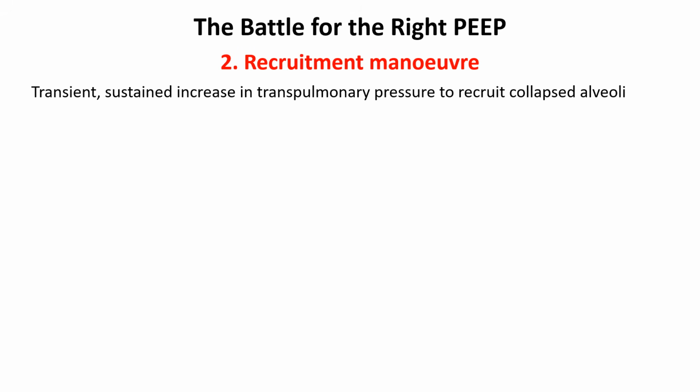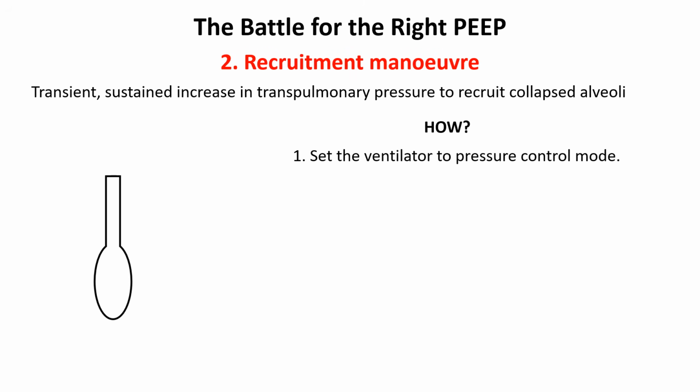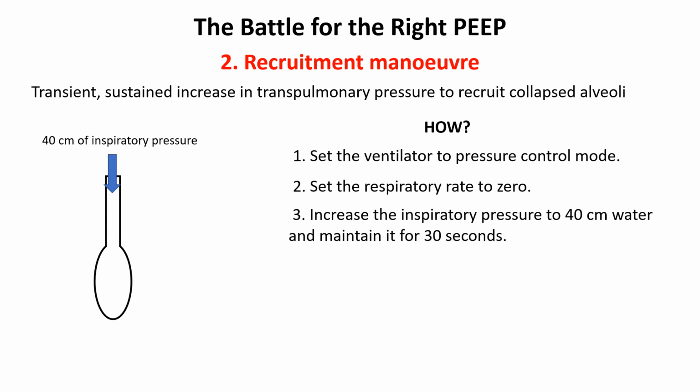In the method described by Arnold et al., a recruitment maneuver involves applying 40 cm water of pressure for 30 seconds to recruit alveoli. This is done using pressure-controlled ventilation, where the ventilator is set to pressure control mode, the respiratory rate is set to 0 to prevent spontaneous breaths during the maneuver, and the inspiratory pressure is increased to 40 cm water and maintained for 30 seconds.